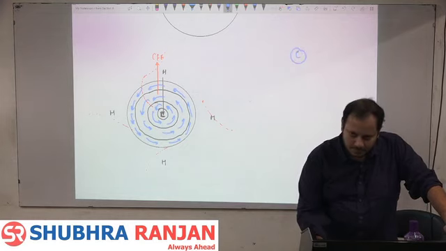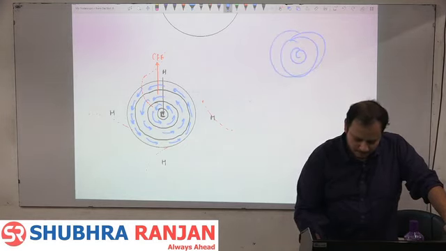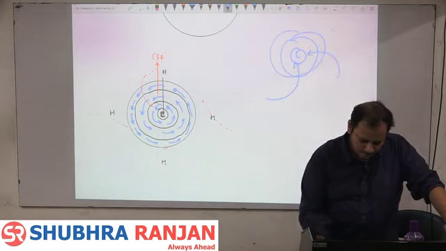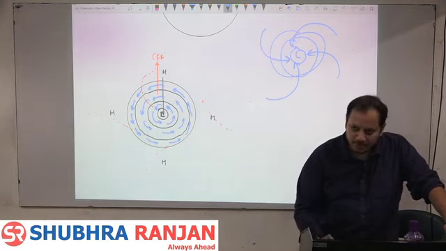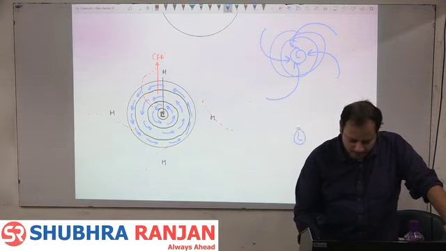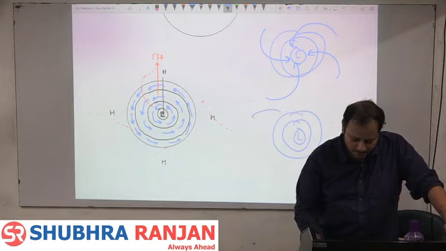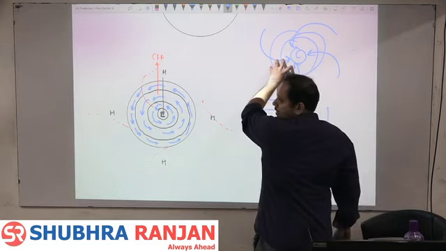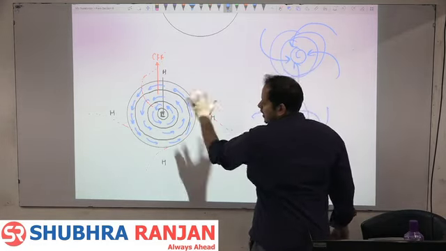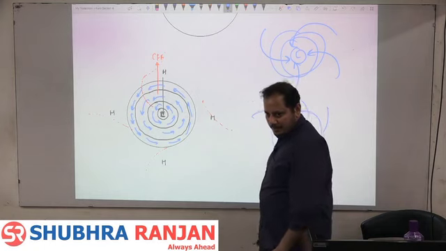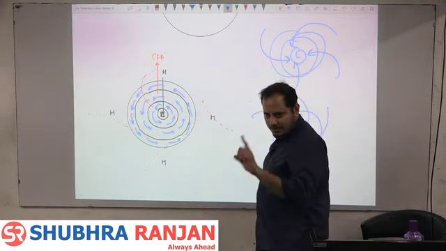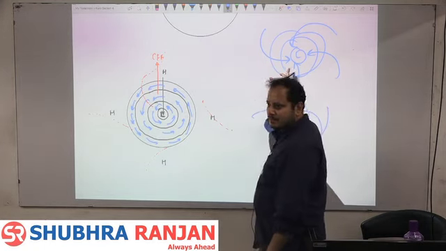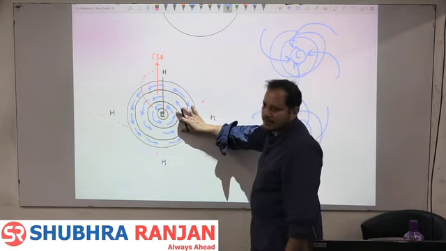What is the general diagram for cyclones? Low pressure, high pressure. In the northern hemisphere, anti-clockwise. In the southern hemisphere, clockwise. This is the theoretical representation, this is reality. Getting it? This is how a cyclone is moving. This is the simplified diagram, and this is reality.